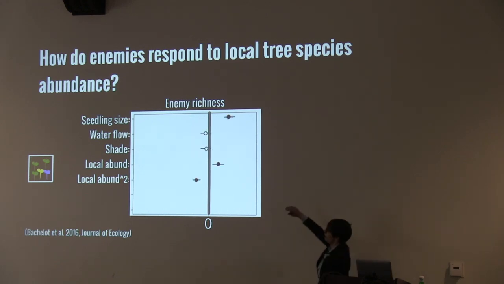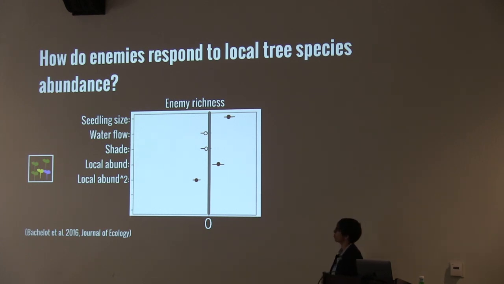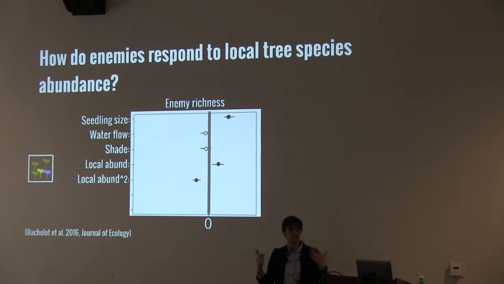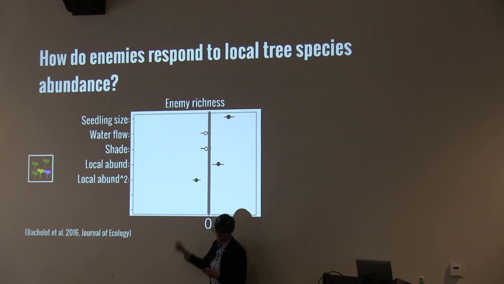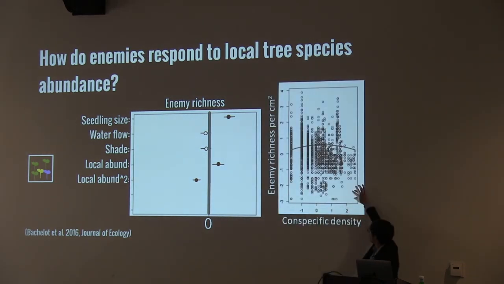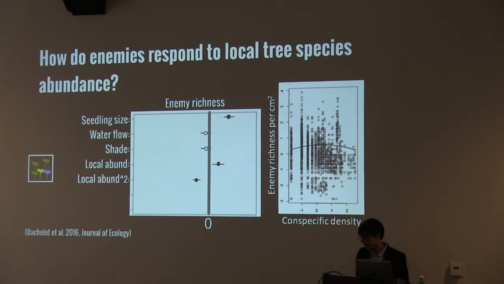Okay, so as expected, a bigger, older seedling has way more natural enemies than a young one. That's because it's been around longer, so it's been attacked more. But then, very interestingly, the local abundance is significantly positive. So as you would expect, if you're very common, natural enemies are going to attack you a lot. But the quadratic term is negative and significant. What this means is that the common species, the ones with very high conspecific density at the local scale, don't have as many natural enemies as some of the more intermediate or rare tree species.